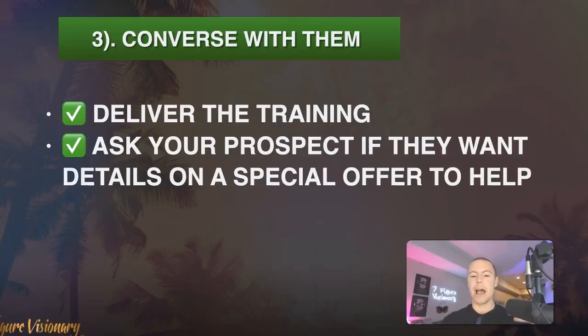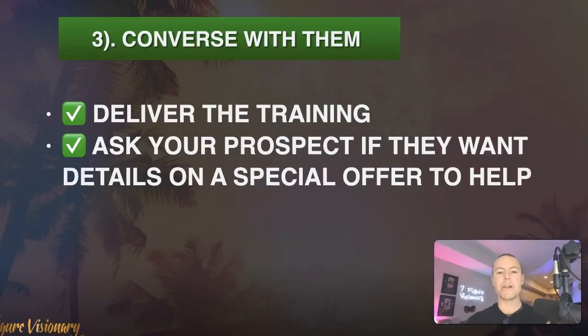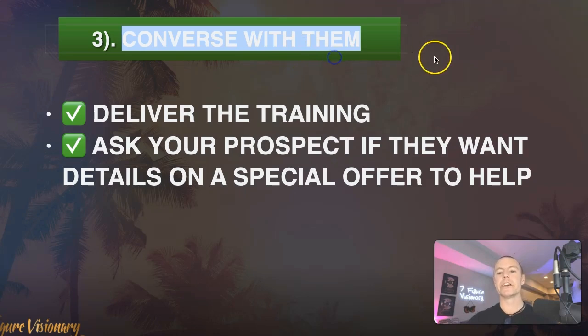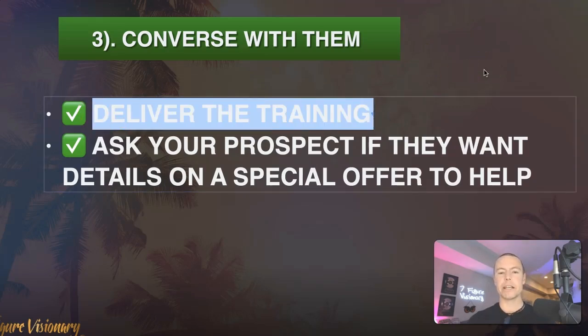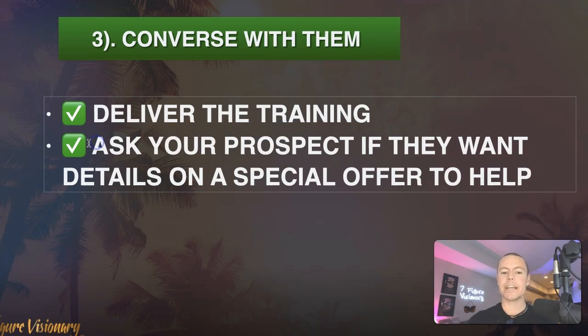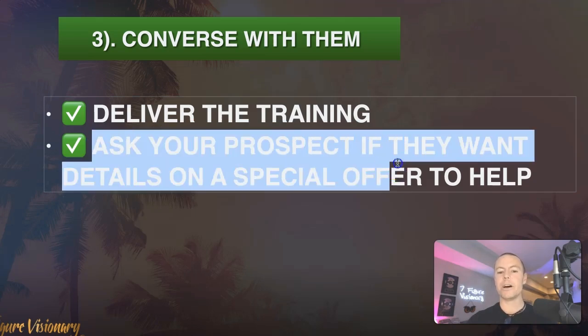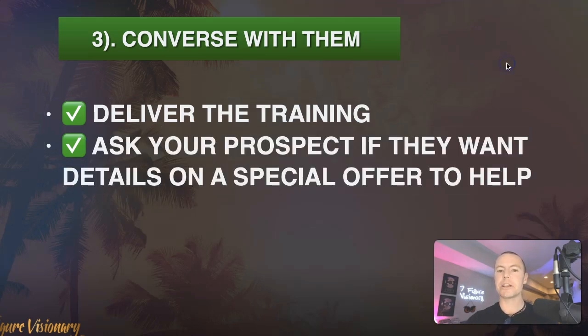After you've posted on social media and you have people commenting that they are interested, now we move on to step 3, which is to conversate with our leads, with those who have a level of interest. And this is what we're going to do. You're going to deliver the training to them as promised, that video, a link to your YouTube channel, to your video. Then you're going to ask that individual if they want details of a special offer to help them implement.